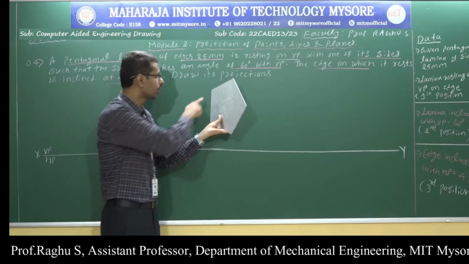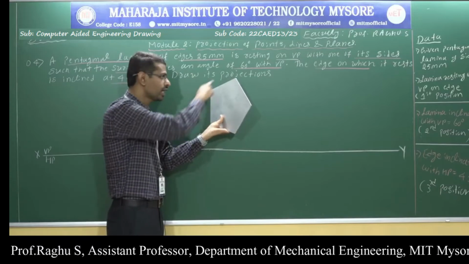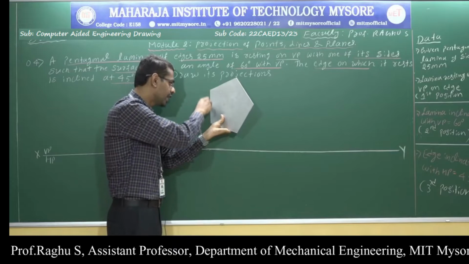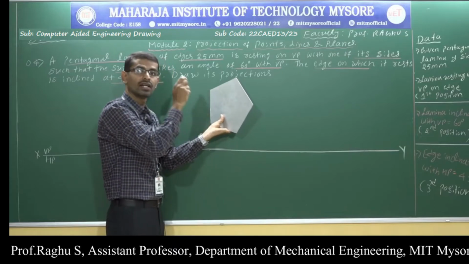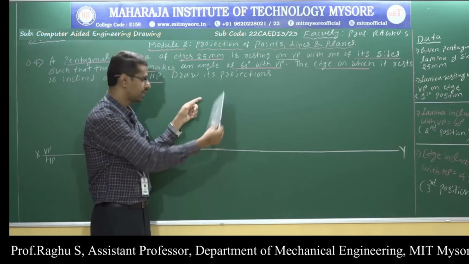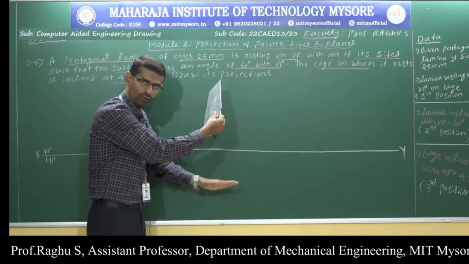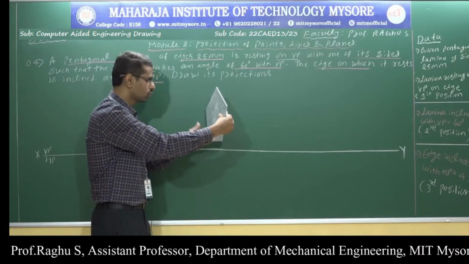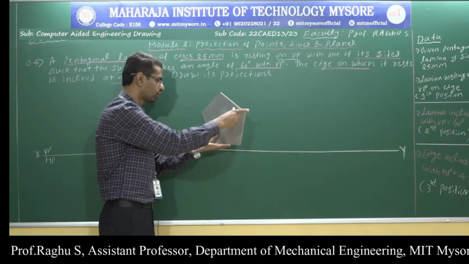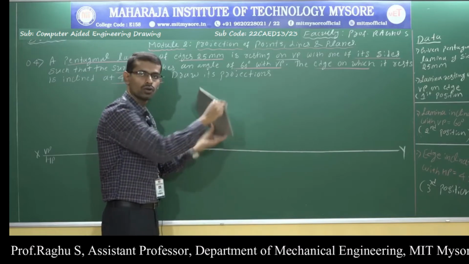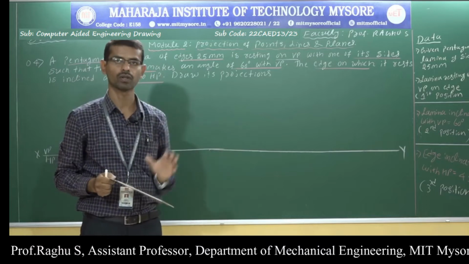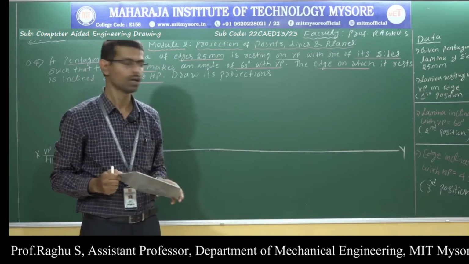At the same time, there is the edge on which it rests. Here it consists of 5 edges. Which one is the resting edge? So this is the resting edge, the edge on which it rests. It makes an angle of 45 degree with respect to HP. So the resting side is inclined 45 degree with respect to the horizontal plane. Now in this position, I need to draw the top view and front view. So this is the given data.